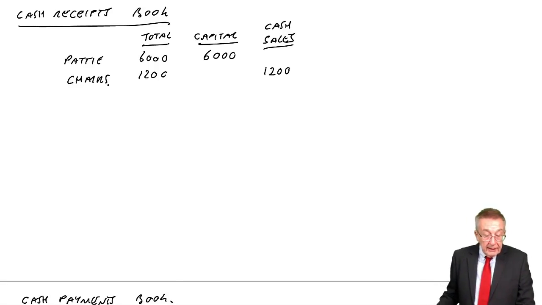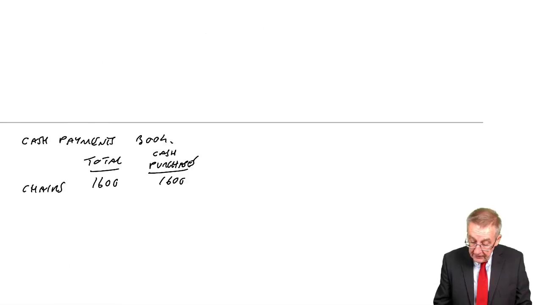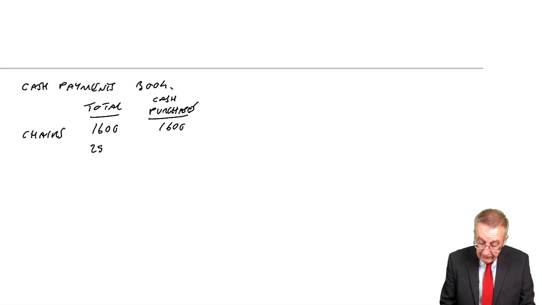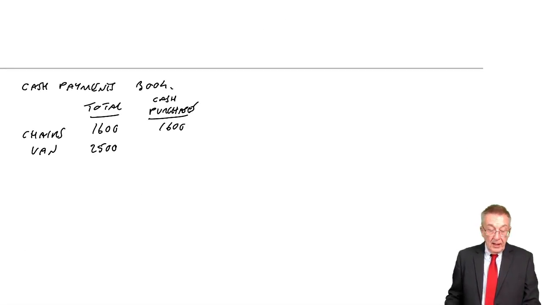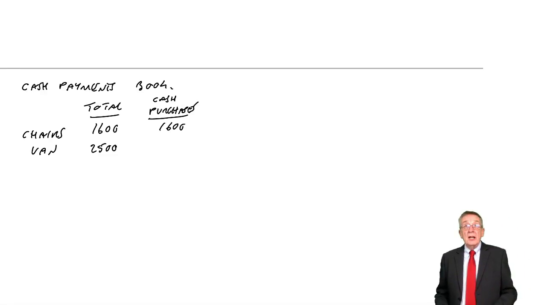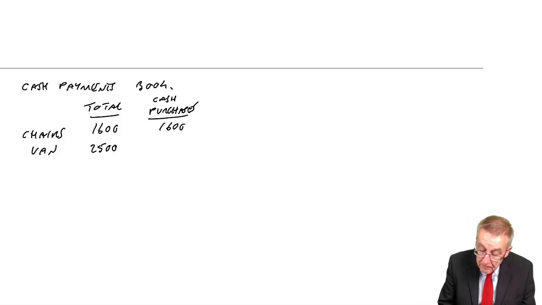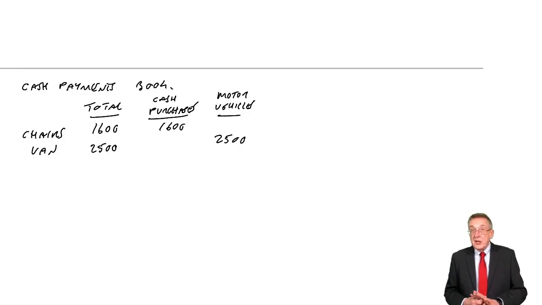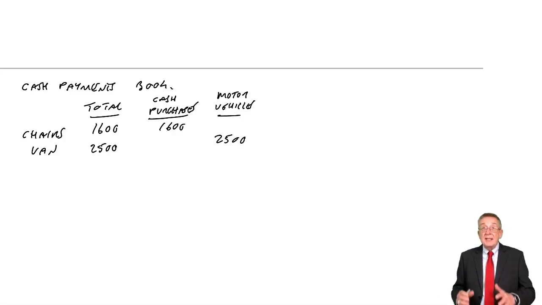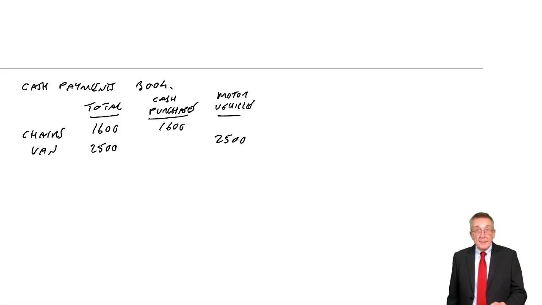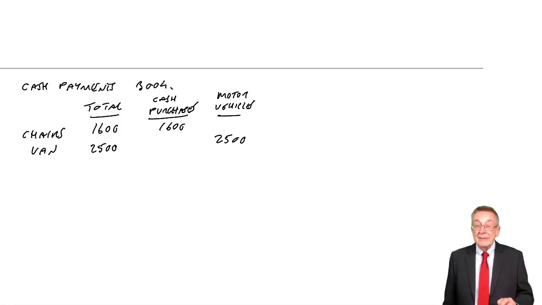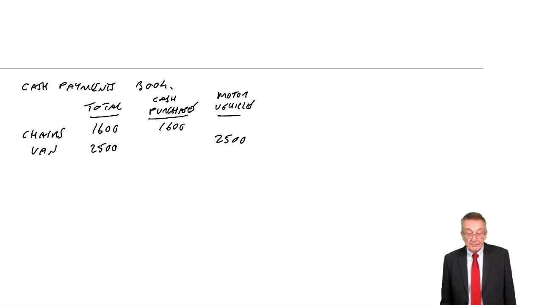D, we buy a van for 2,500. Cash payments. 2,500 in the total column. Where shall I analyse it? I'll have a column for van or motor vehicles. 2,500. So to appreciate, so far we've made no debits, no credits. All I'm doing is making a note of each transaction in one of these books.